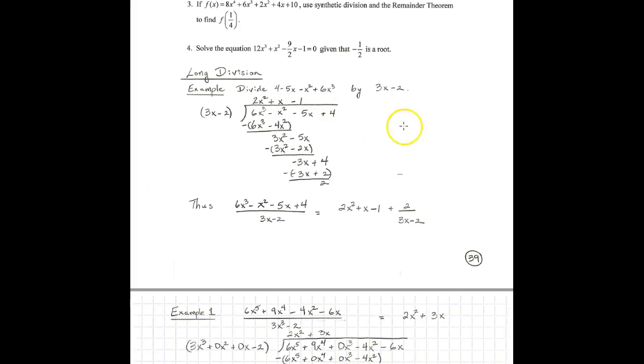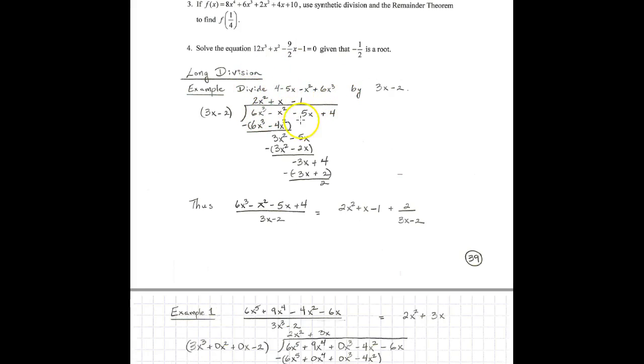So I'm going to do another side example for you with some long division. We want to divide 4 minus 5x minus x squared plus 6x cubed by 3x minus 2. You set it up just like you were doing long division back from grade school. So I'm dividing by 3x minus 2. I'm going to take 3x minus 2 and divide it into, right? How many times does it go into this third degree polynomial?